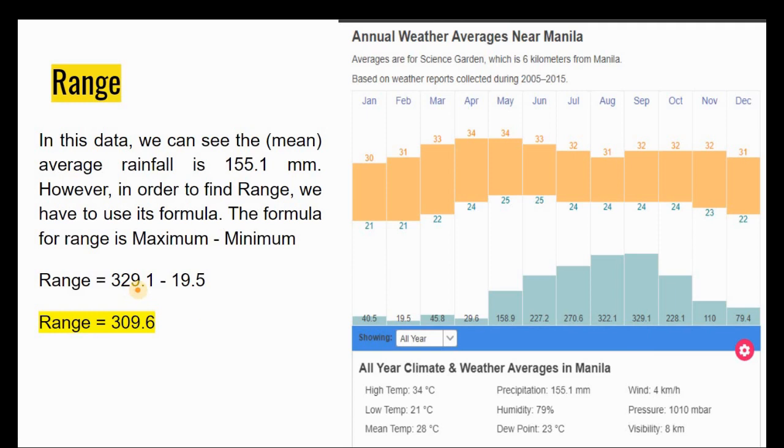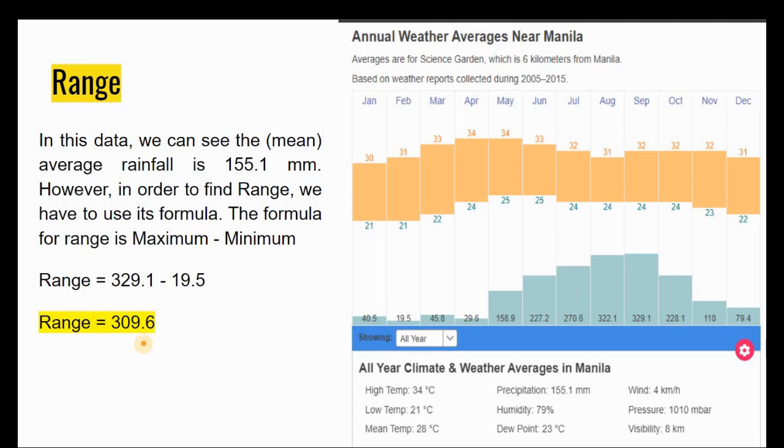Thus, we have it here. And then, 19.5 is for the month of February. Ito yung buwan na may pinakamababang amount of rainfall. Kaya yan nakalagay dyan, 19.5. So, maximum minus the minimum, you will have a range of 309.6. So, kita mo, ang laki ng difference between these two numbers. So, average, makikita mo 155. And then sa range, you have 309.6.